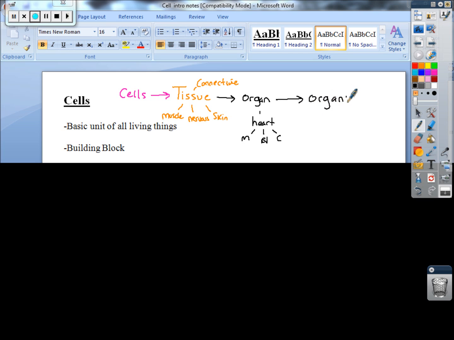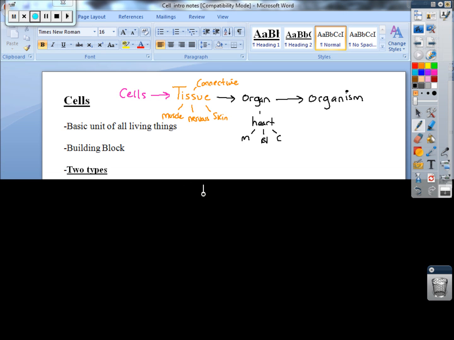Okay, organism. So, the organism really is made up of all these little building blocks put together, these little Lego type things, and they make up that organism. But really, it all goes back to cells.